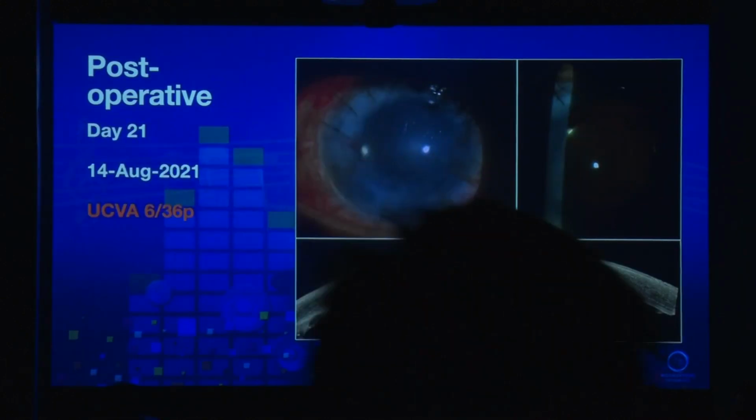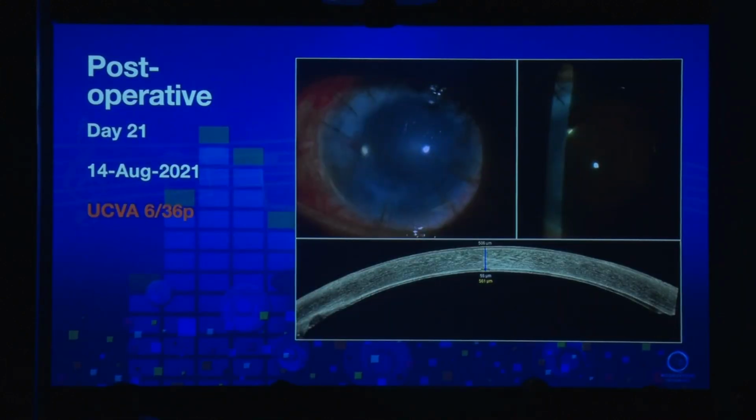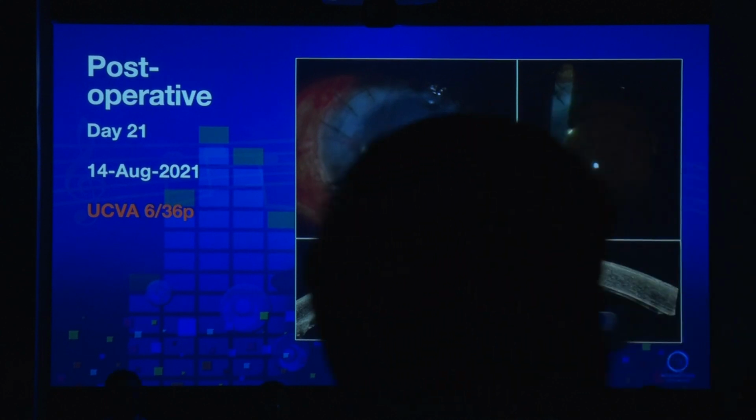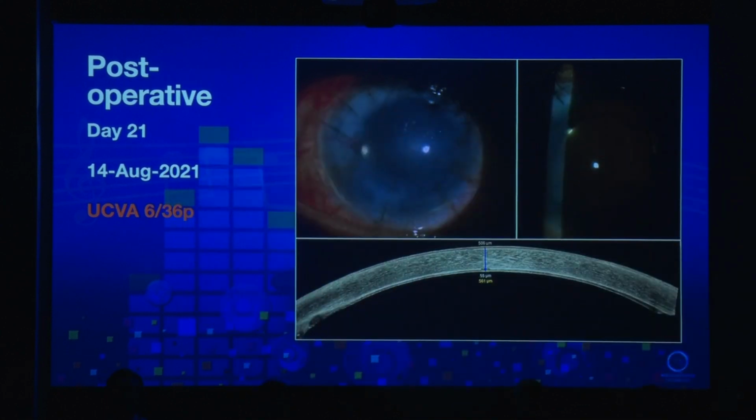So post-operatively, this patient did extremely well, and on day 21, you can see the cornea started becoming clearer, the IOL was very stable, the graft size was about 55 microns, and the patient had an uncorrected visual acuity of 6/36.